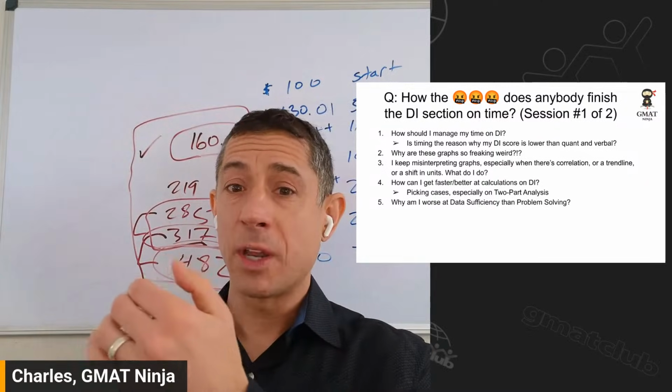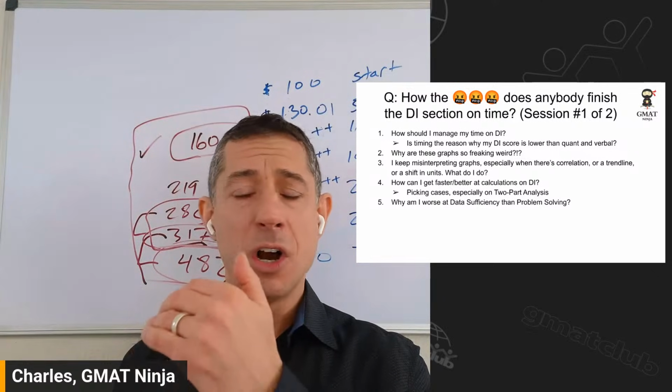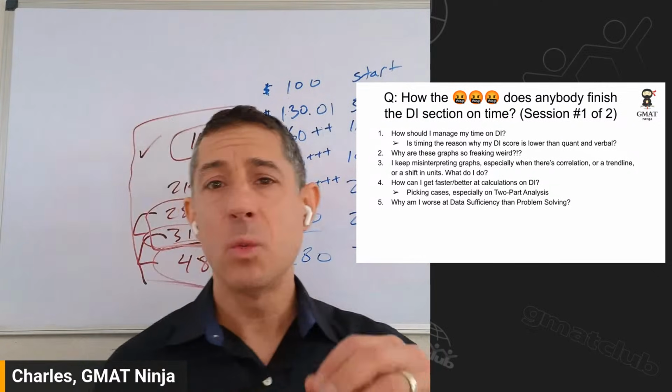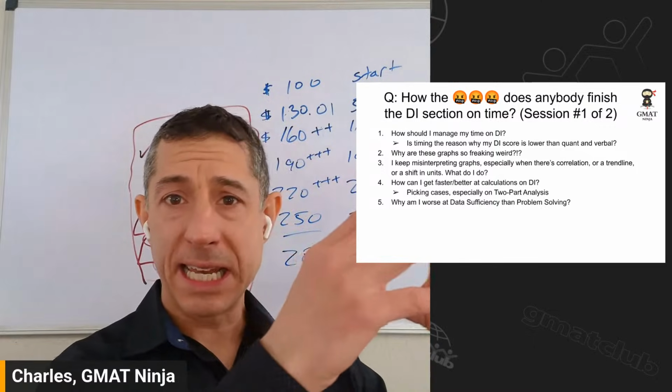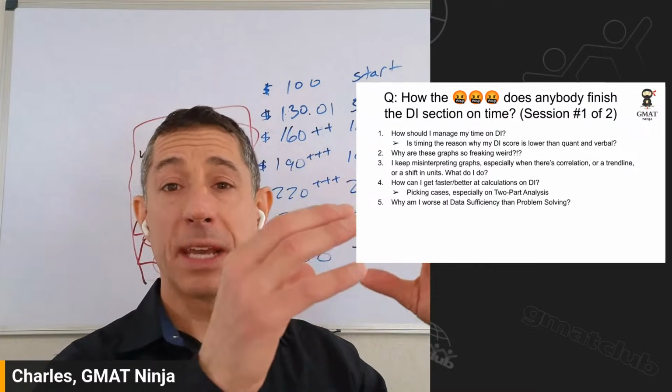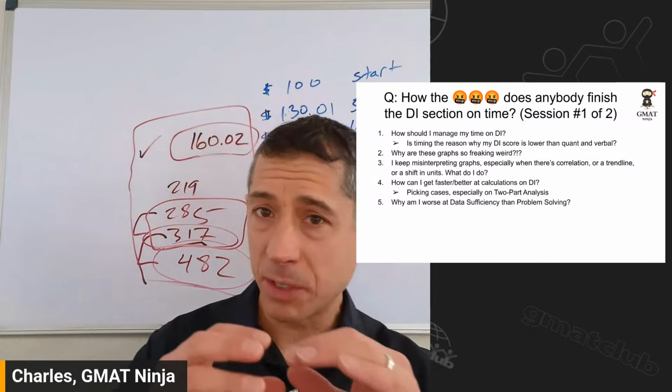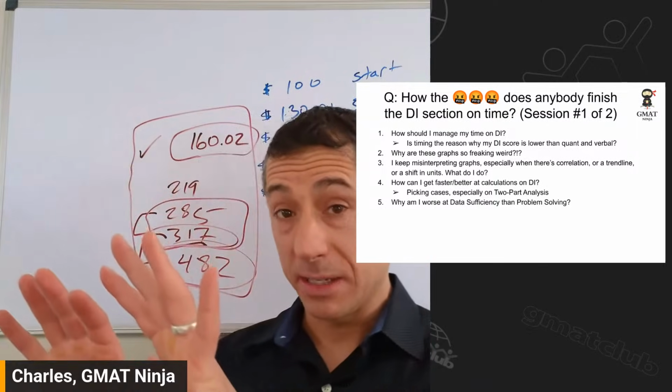Quant-based data sufficiency, why are you worse at it? 100% it's process. 100% it's your process. You're not systematic on data sufficiency. What does that mean? It's really looking at that data sufficiency question stem, doing everything you can with it before you jump into the statements, and then being really disciplined with your process, keeping those statements separate.